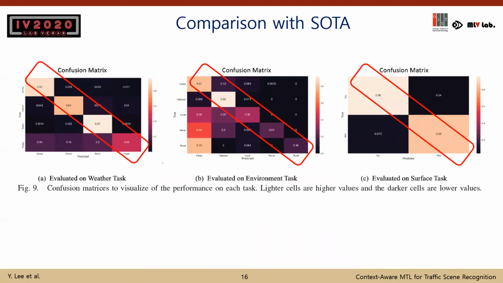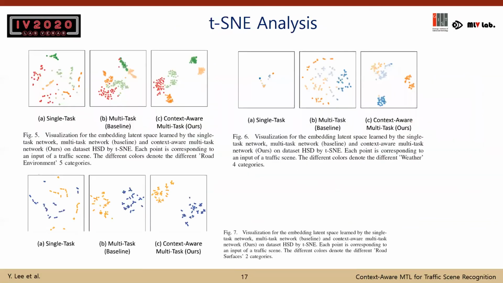Here's the overall evaluation on the HSD dataset with confusion matrices. Lighter cells mean the recognition performance is higher than the dark cells. As shown in figure 9, we can identify that the proposed method can recognize the scene attribute classes. And then figures 5, 6, and 7 indicate our method is significantly better than existing MTL-based methods. Our visualization results based on t-SNE indicate our approach proves the ability of discriminative representation, and the shared encoder can have a better context awareness ability.